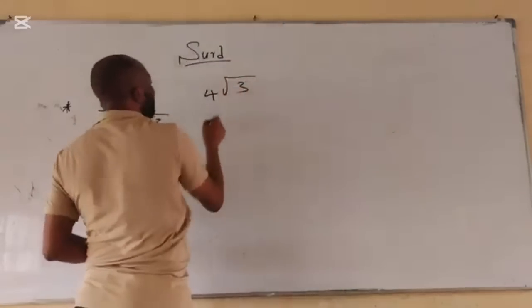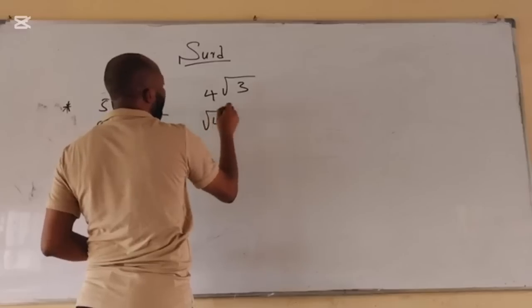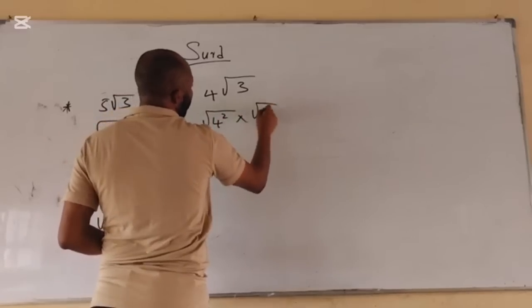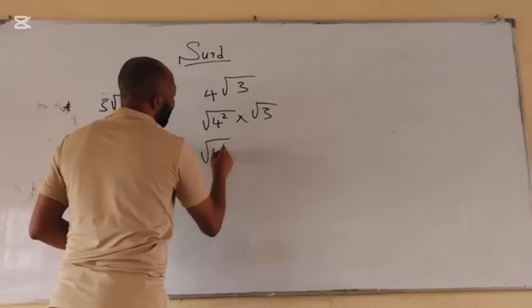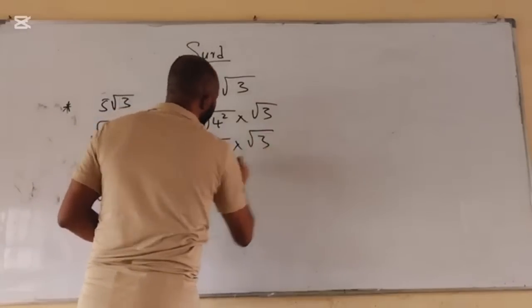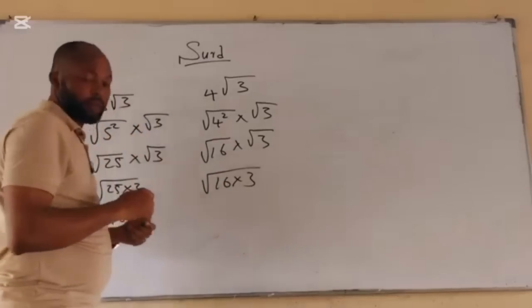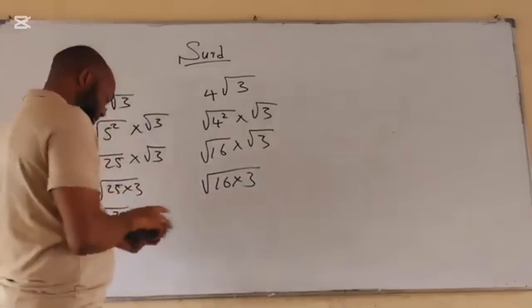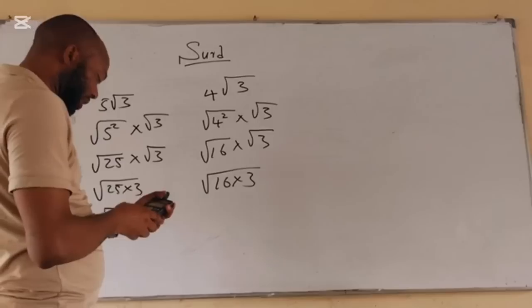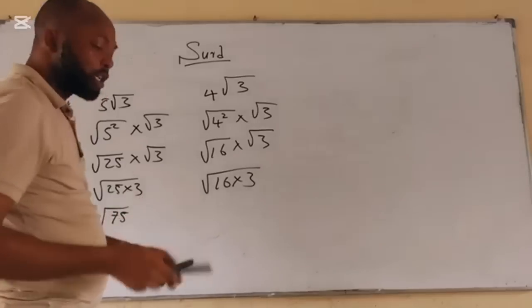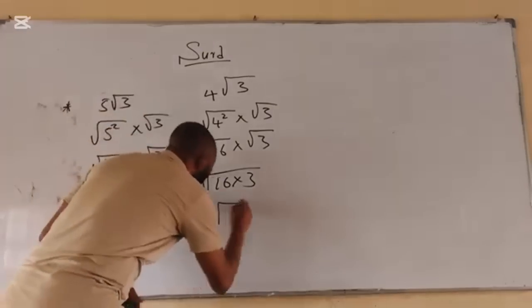4 root 3, this is the same thing as the root of 4 squared times root 3. The root of 16 times root 3. The root of 16 times 3. Don't forget that. Okay, now 16 times 3 is 48. So this becomes the root of 48.